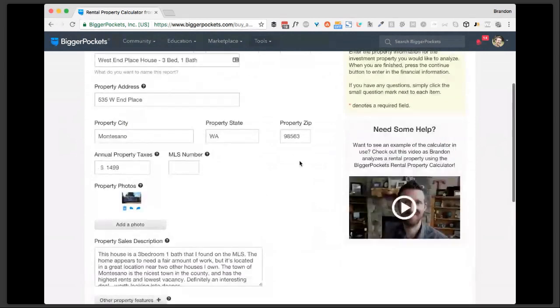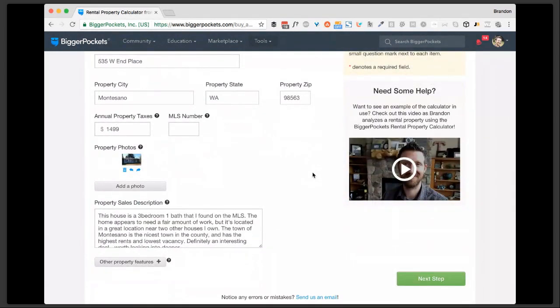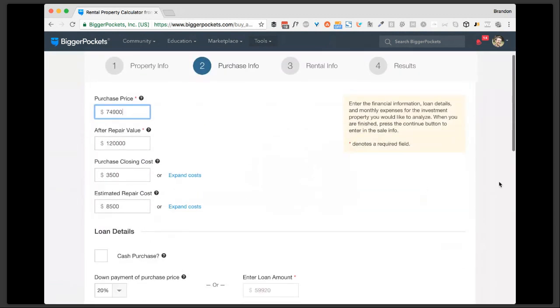Everybody feeling comfy on page 1? Give me a thumbs up if you're comfy. A lot of people just got really scared. Like, can Brandon see me? I'm in my underwear. No, I can't see you, but there's power in giving thumbs up, right?